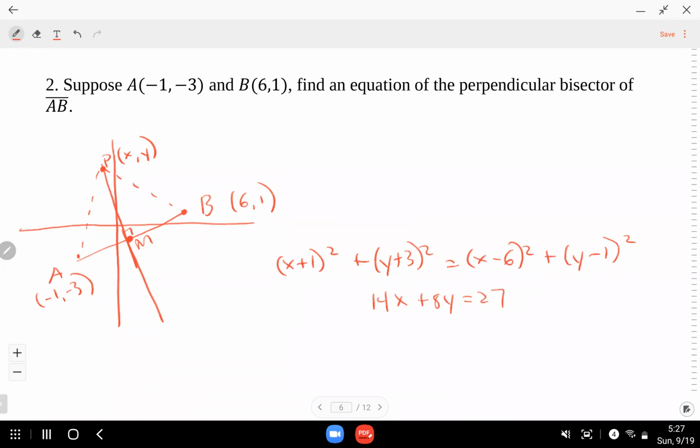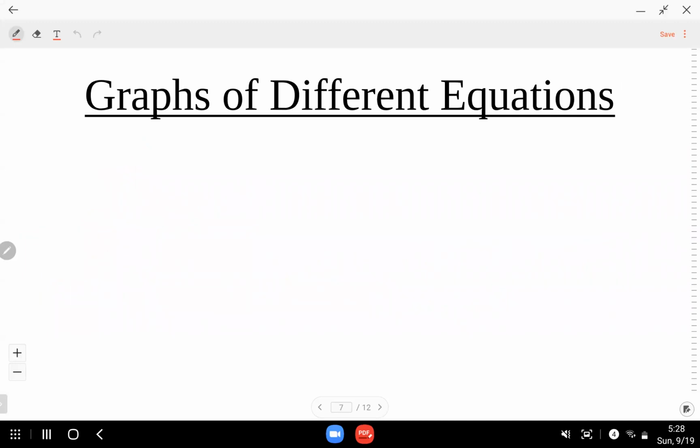Okay, so let's finally move on to new material. We're going to be sketching different equations. All right, I need you to be familiar with these equations. We don't need them right now exactly, but we will need them later on, right? When we start learning about domain and range and different functions. All right, so let's start.